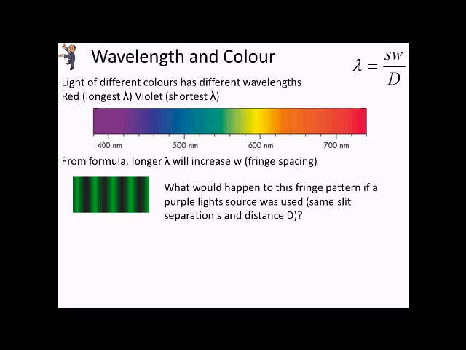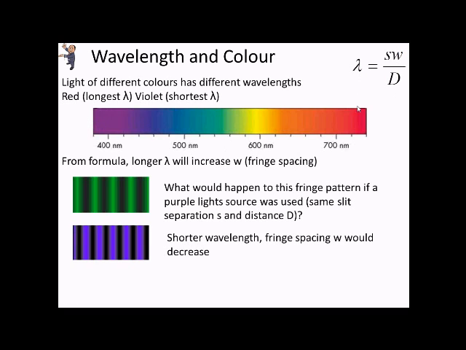A common question is what would happen if you used a light of a different colour. So remember that wavelength determines the colour of the light, red being a longer wavelength and violet being a shorter wavelength. As the wavelength increases, so if you think about a red colour light, the fringe spacing is also going to increase, looking at this equation. If lambda increases, so does W. If lambda decreases, W will decrease, if we keep S and D the same. So remember, that's the slit separation and the distance between the slits and the screen.